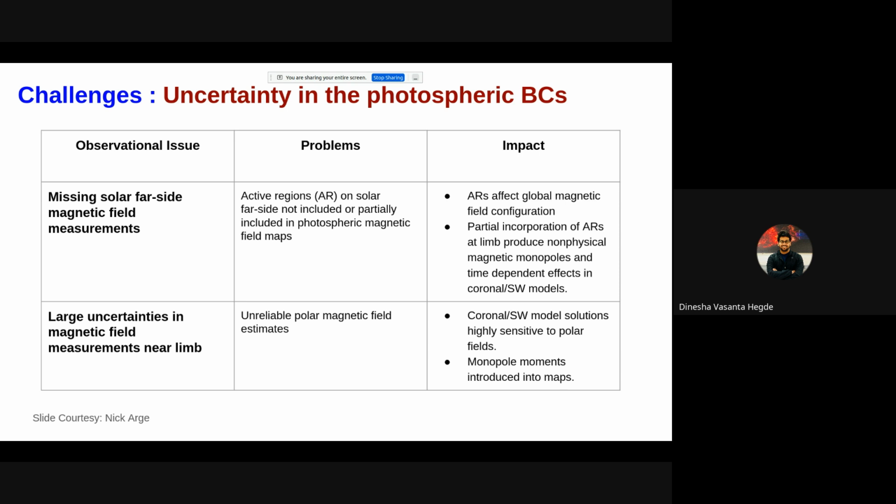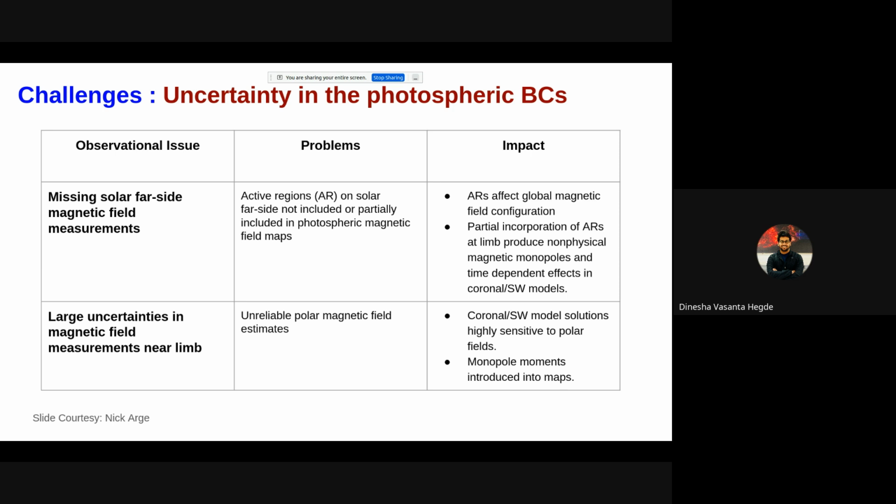So what happens is, on the far side, if some active region just appears, then we will not be able to get its polarity. The location is possible right now, but not the polarity accurately, as well as the distribution. So this sudden appearance of active regions can affect your coronal solutions drastically. So this is an important issue.